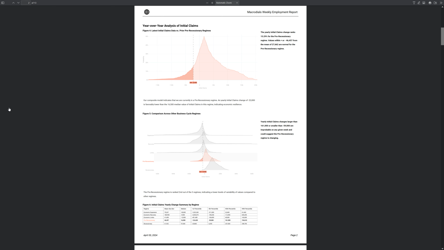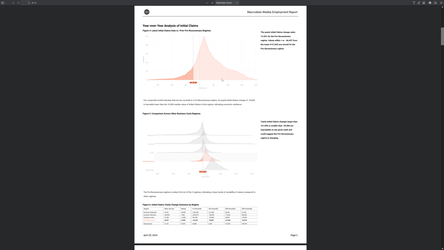The business cycle regime charts examine recent employment data either in its original form or transformed into period-over-period analysis via probability distributions. They compare the current data release to the range of historical values. Two primary charts are presented.